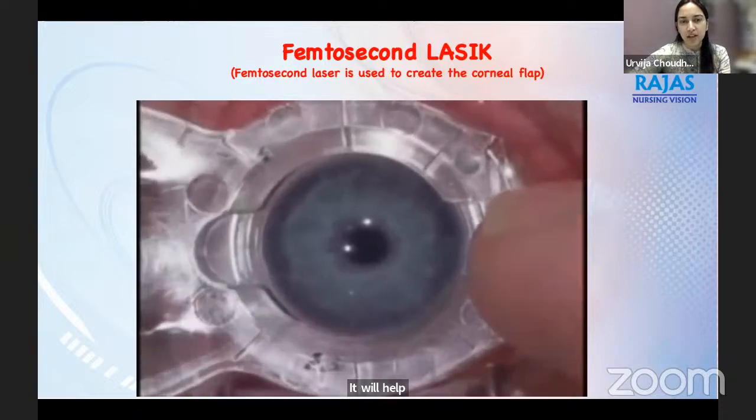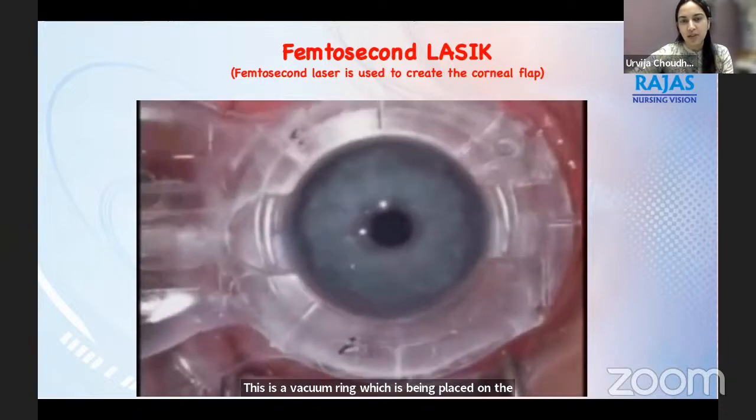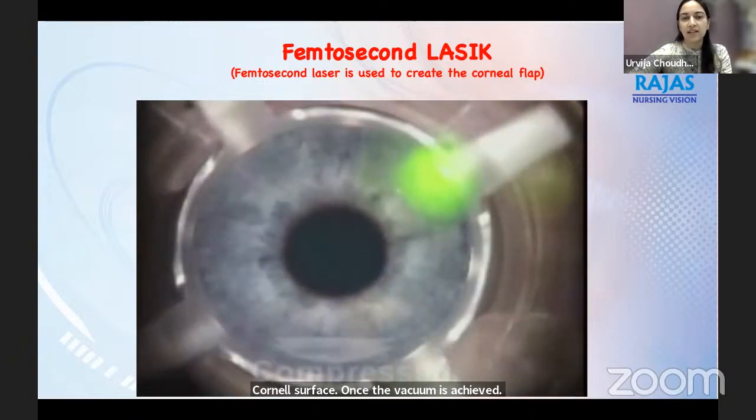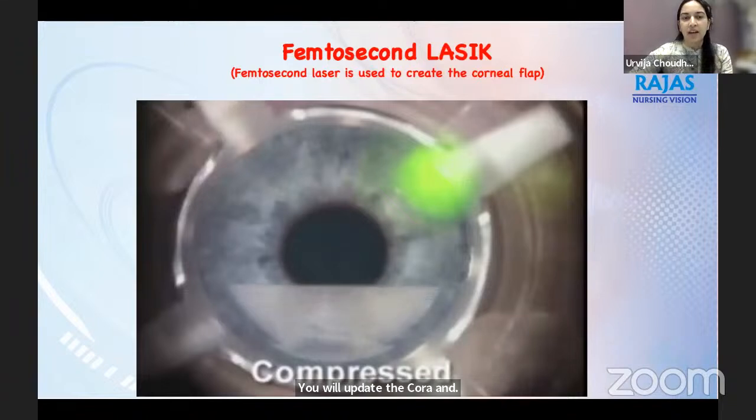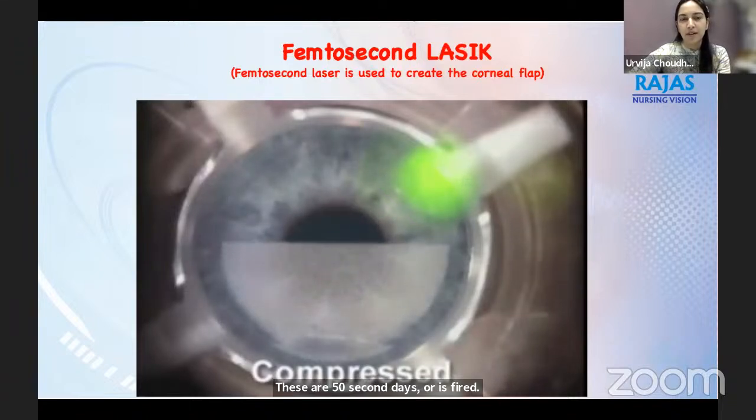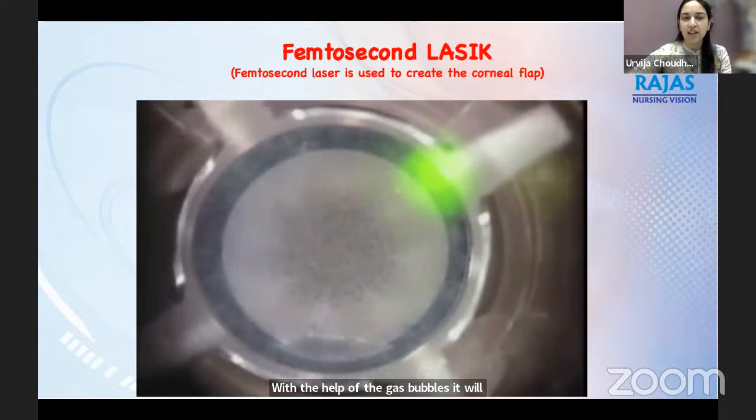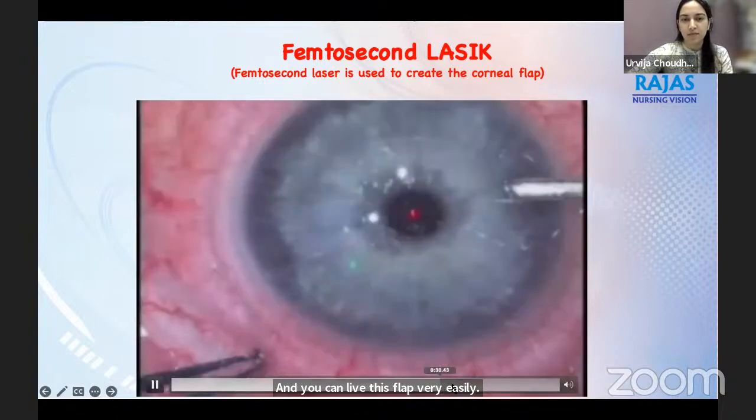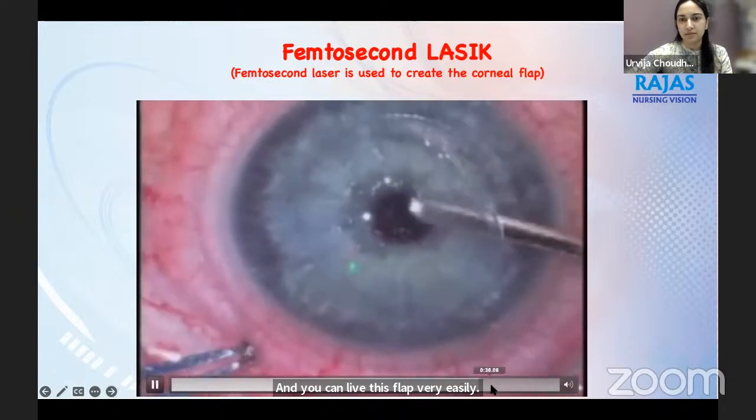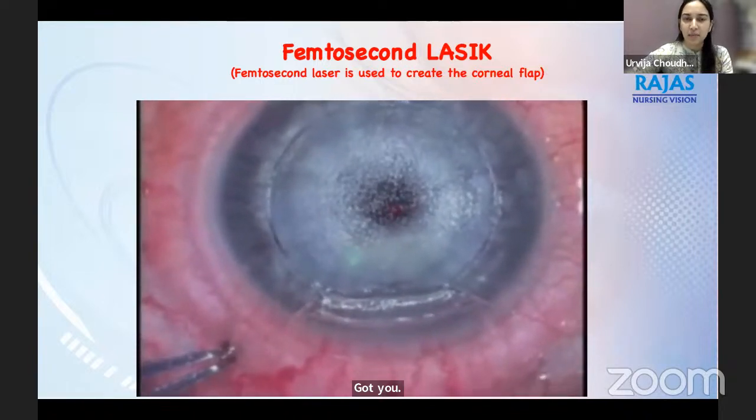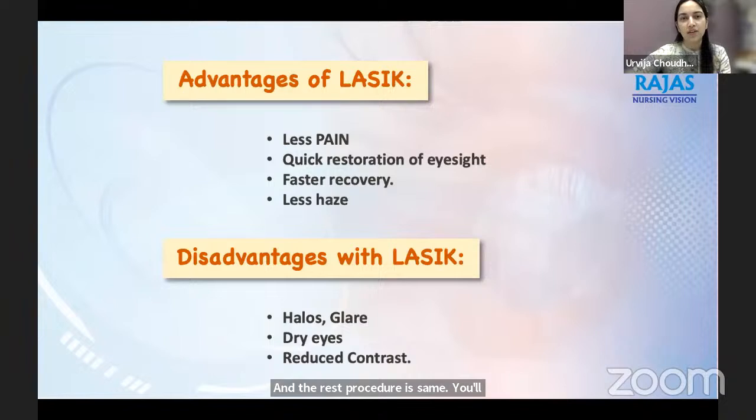This is a vacuum ring which is placed on the corneal surface. Once the vacuum is achieved, the femtosecond laser is fired. It will create a flap. With the help of the gas bubbles, it will create a section, and you can lift this flap very easily with a spatula. And the rest of the procedure is the same. You will fire an excimer laser to create the ablation. So this was the conventional LASIK that is being done.